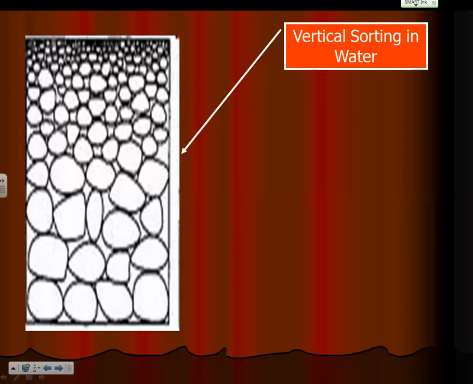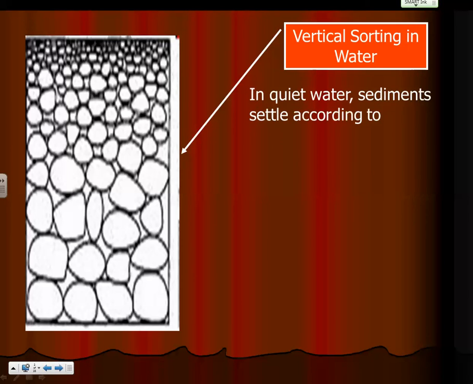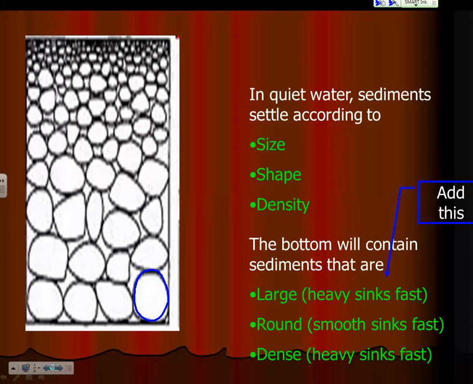This is a type of sorting called vertical sorting. It happens in quiet water, which is water that is not moving. It's not flowing like down a stream or something. And so they settle according to, and you can see different factors here, size, the largest generally being the heaviest, and the smallest being the lightest. So they settle by size, by shape.